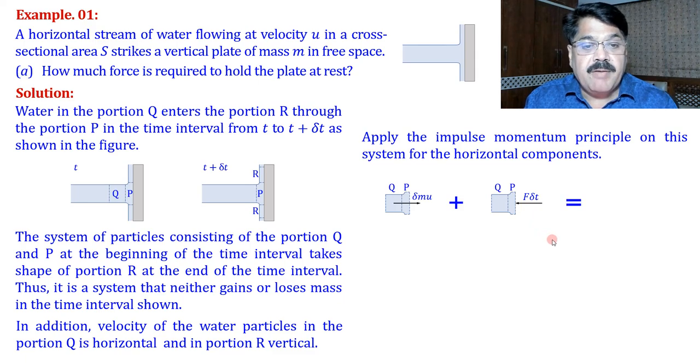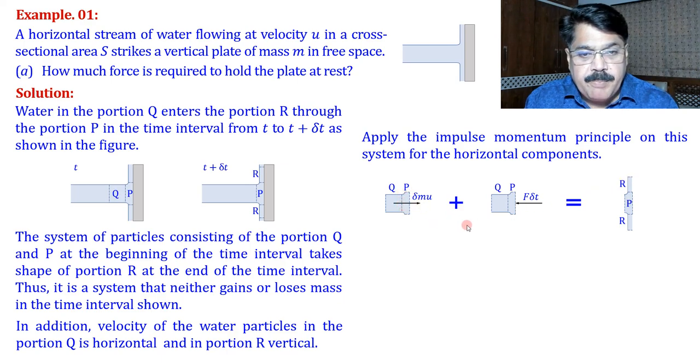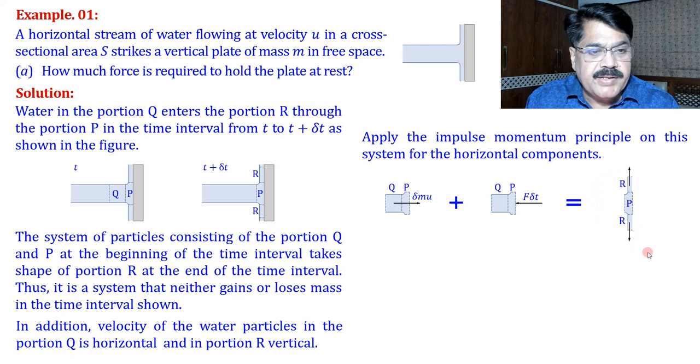Now it will be the final momentum. This portion has entered here and an equal amount of water has left here. Now the momentum of portion P has not changed. It remains the same. You can realize how particles in portion P are moving; in the same way they will keep on moving. And in portion R, the water is coming here and coming here, so here we can say there is no horizontal component of momentum.